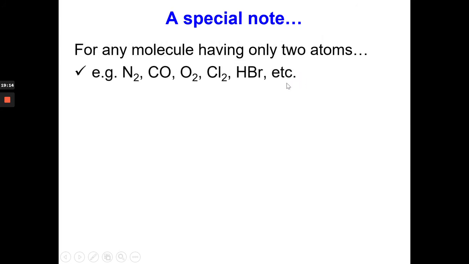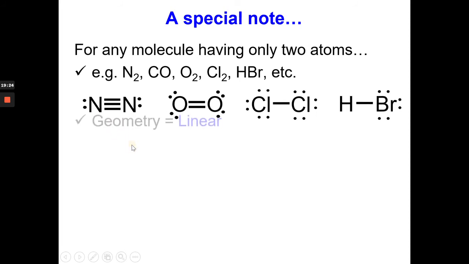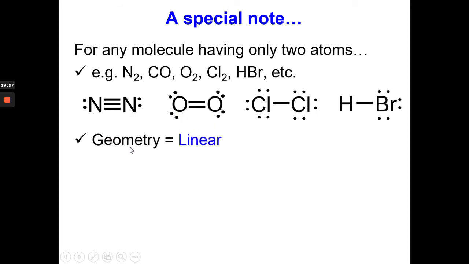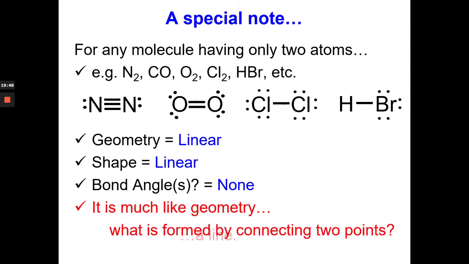If you have just two atoms, like nitrogen, carbon monoxide, oxygen, chlorine, hydrogen bromide, you could draw them out. Here's nitrogen, oxygen, chlorine, and HBr. In each case, the electron domain geometry is going to be linear. Well, the shape is going to be linear, isn't it? Right? And so is the geometry there. That's just the nature of the way they are. Bond angles, well, with two atoms, they don't make an angle. And the bottom line here is, if you have two points and you connect them, you make a line. You always do. That's why they're linear.